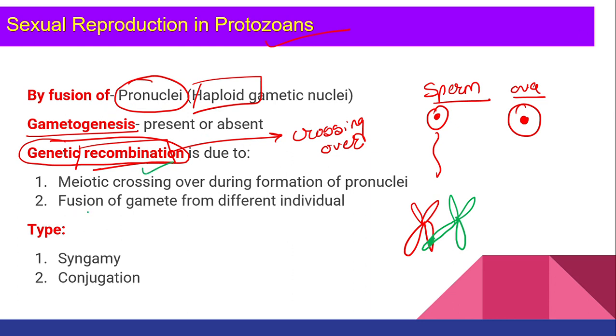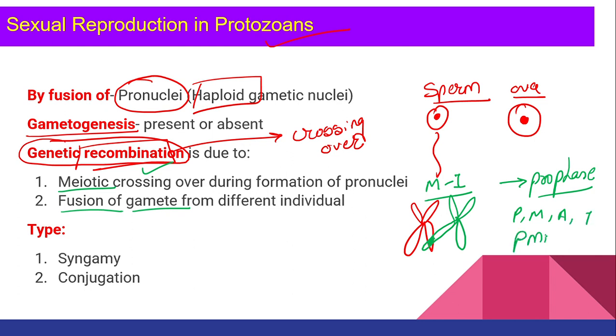So first reason of recombination is your fusion of gametes. Other one is through meiotic division. What did I say? This crossing over will take place in meiosis 1. That means in the stage of prophase. There are 4 phases in meiosis: prophase, metaphase, anaphase, telophase. That we call as PMAT.